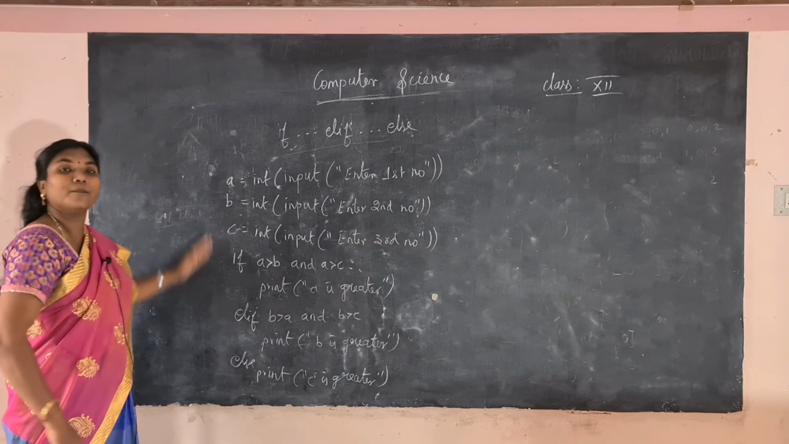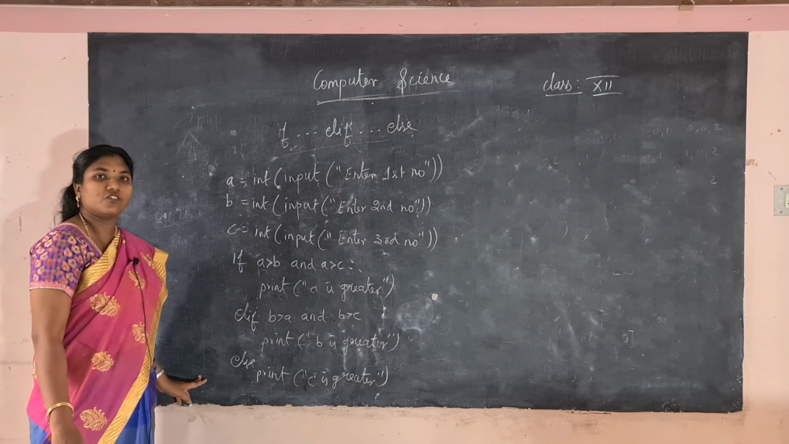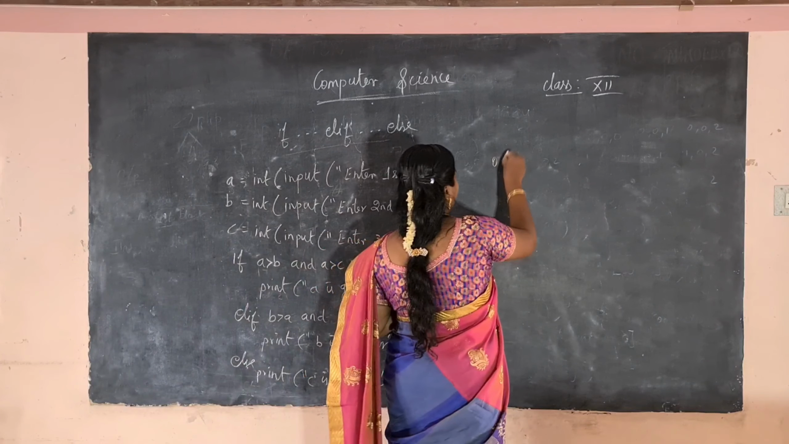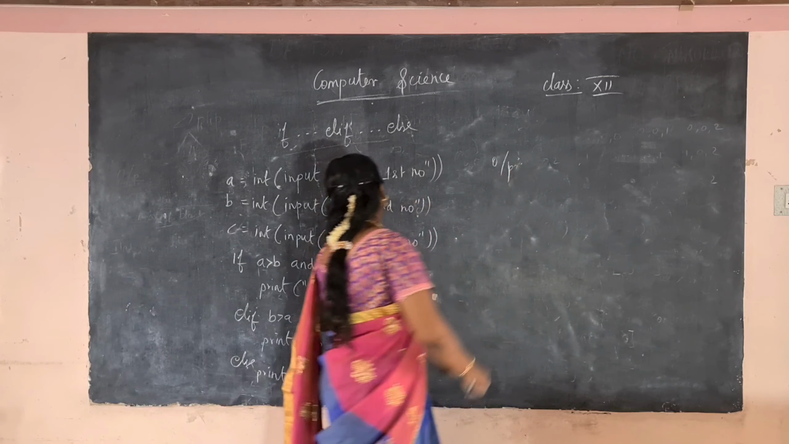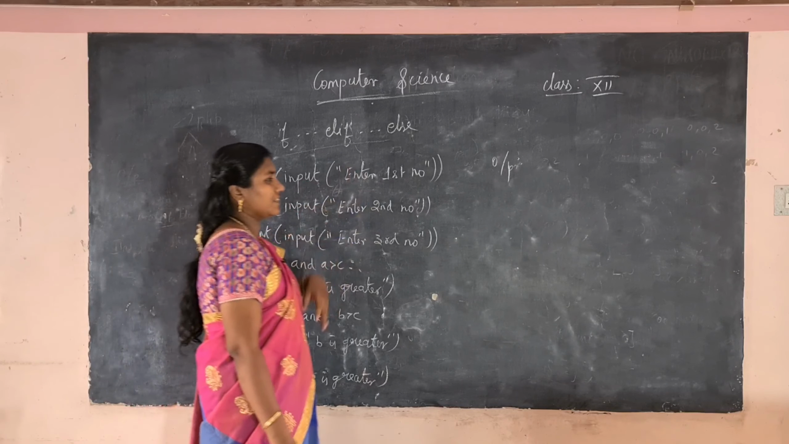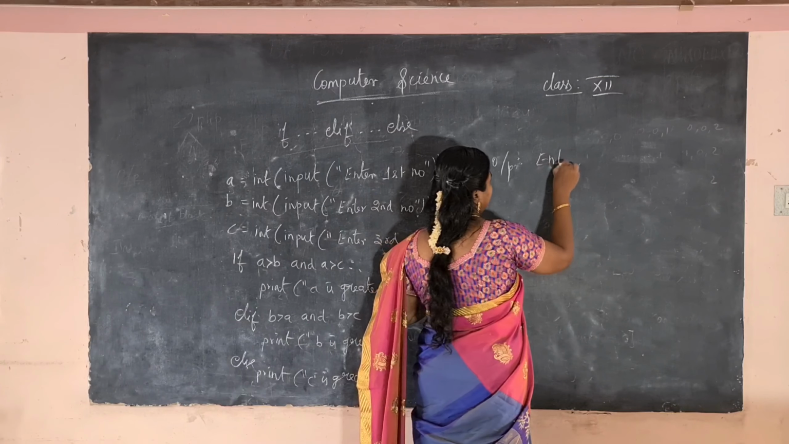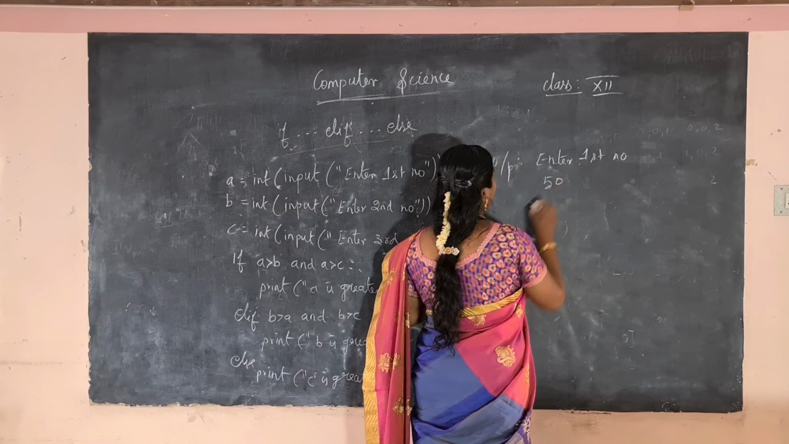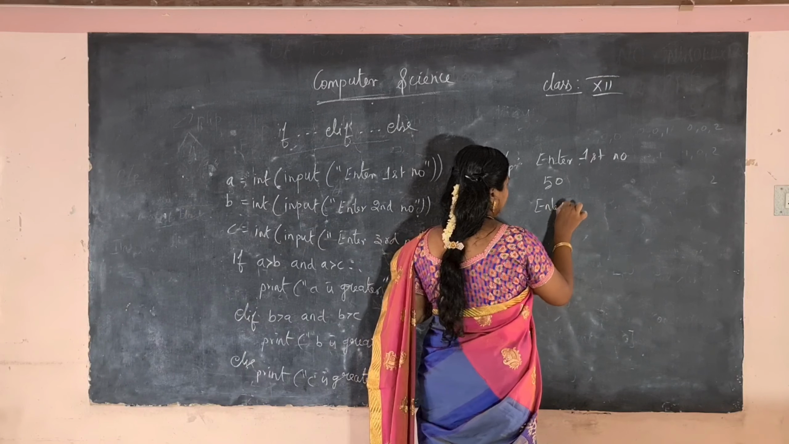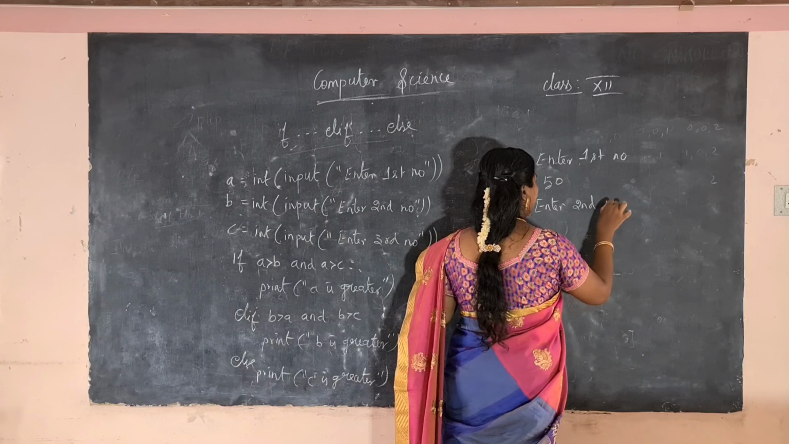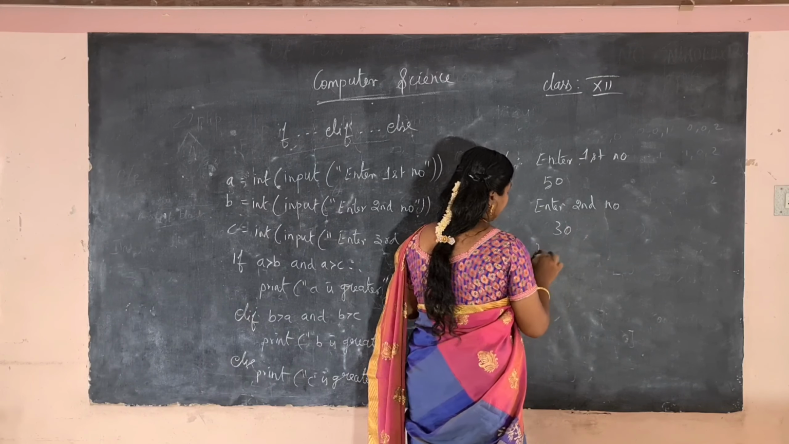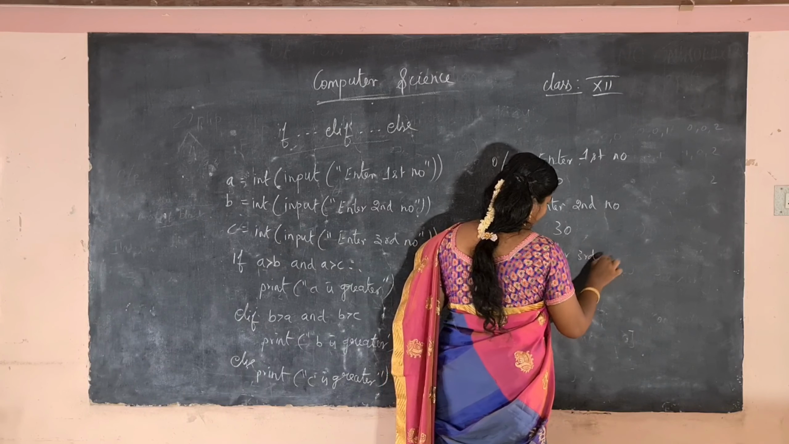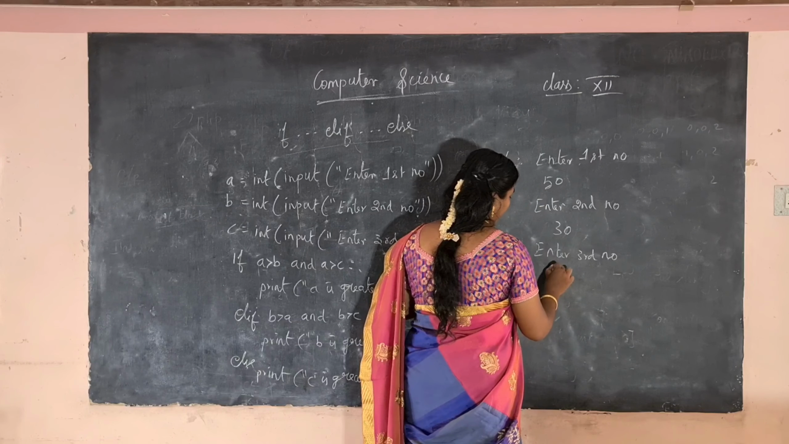Okay, so this is a Python code for finding the greatest of 3 numbers. So first, what will be the output for it? First input, enter first number. So it will ask enter first number. It will be given a number as 50, and it will ask to enter the second number. Enter second number, it has 30, and it will ask enter third number, let us have it as 70 or 80.